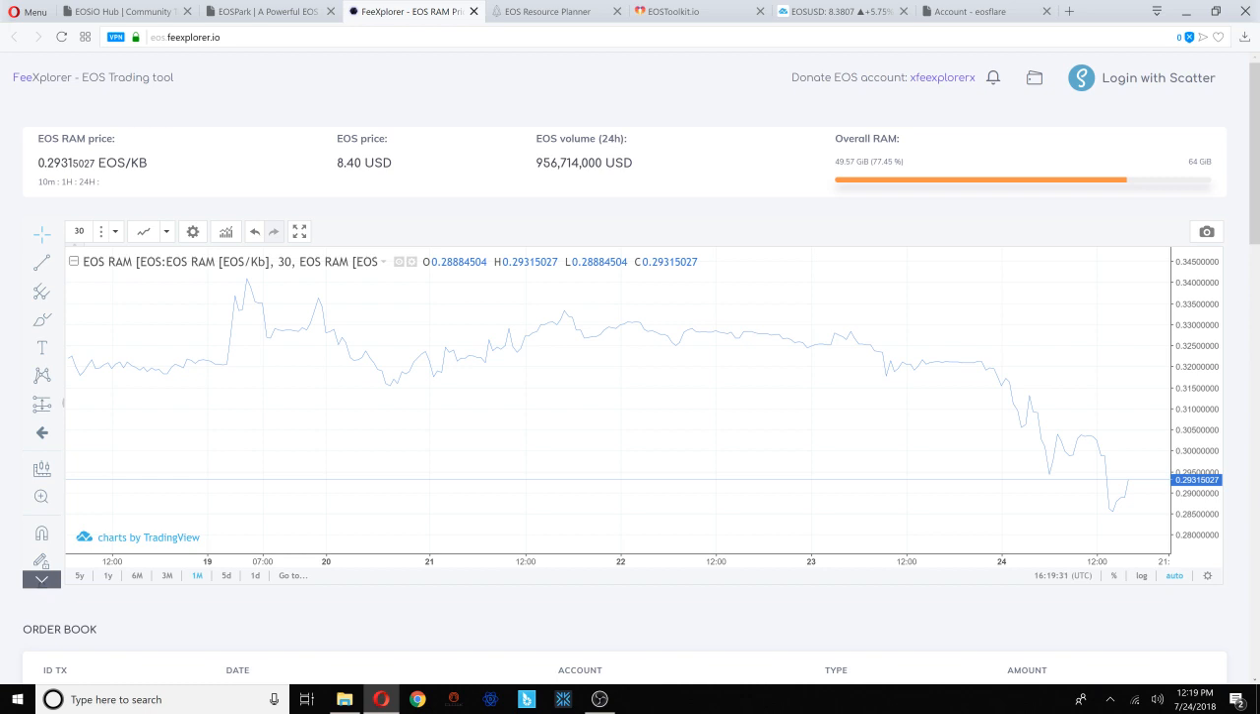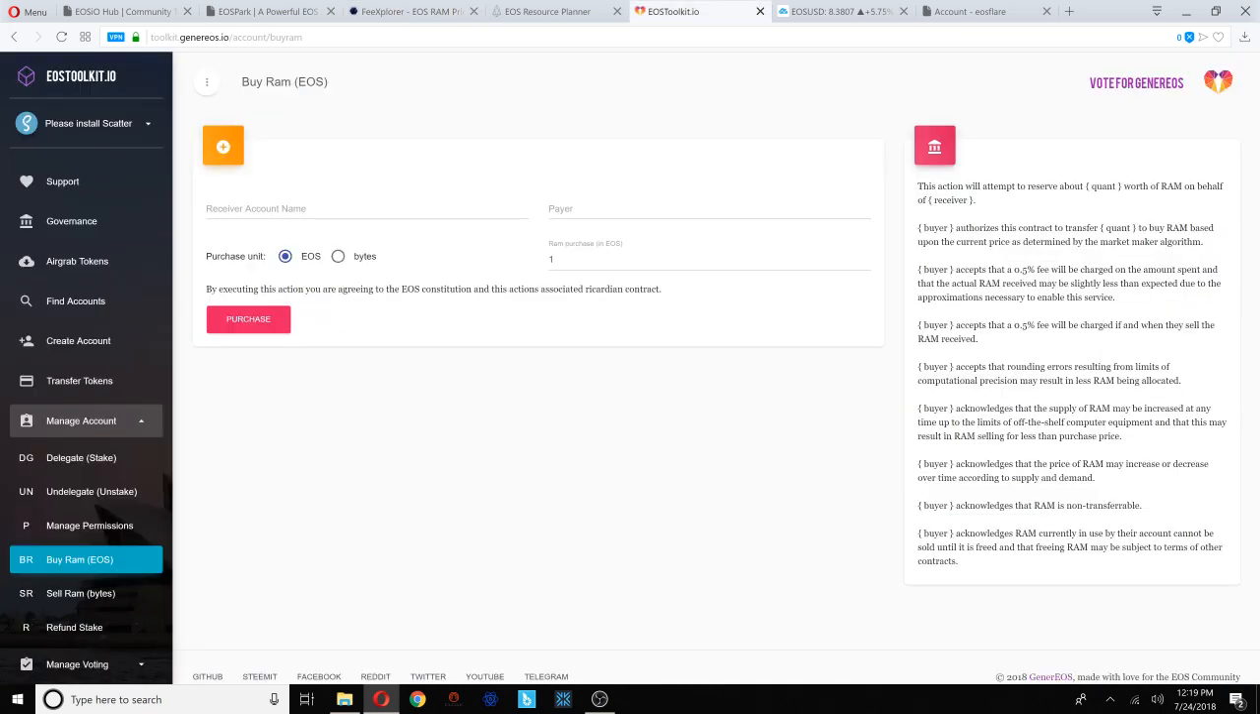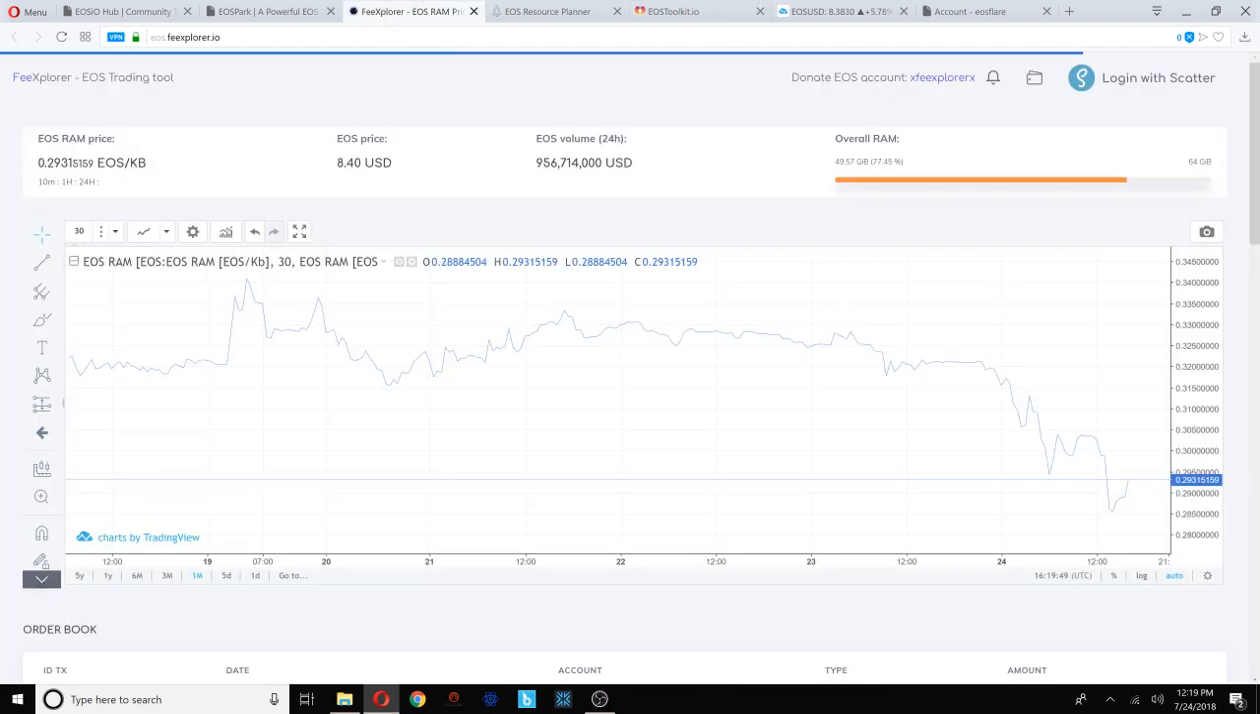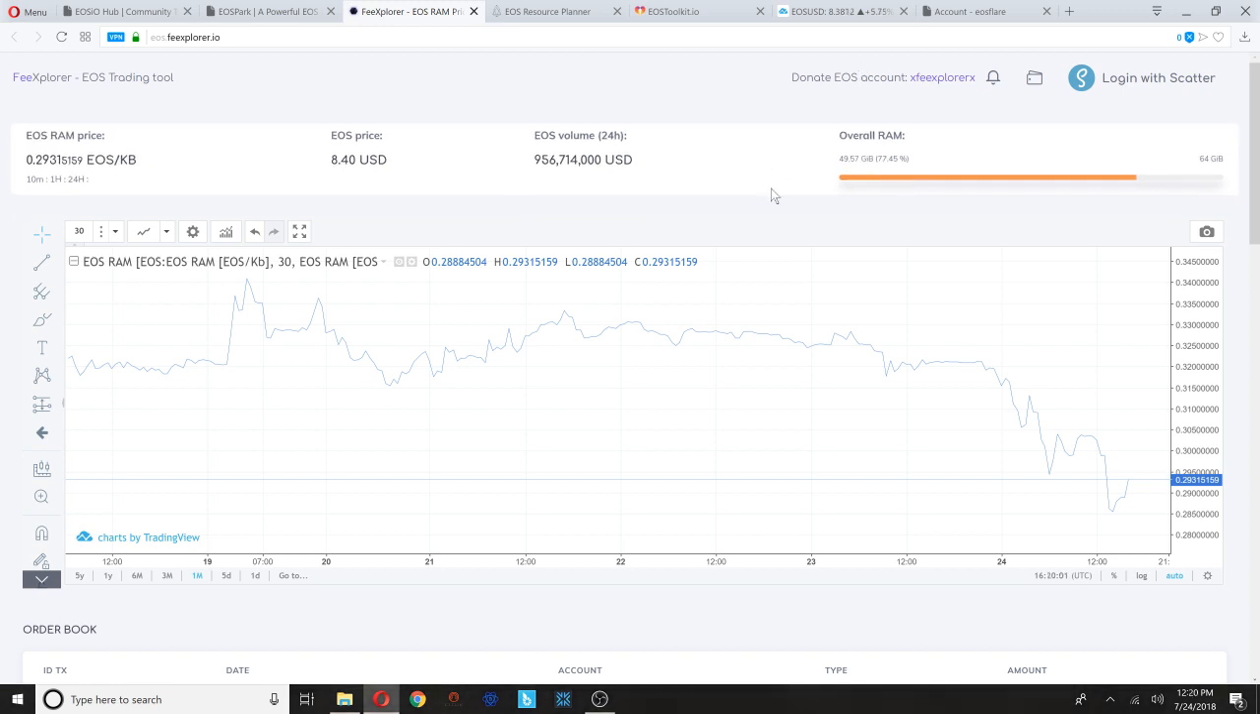And in order to buy the RAM, again, you can go to EOSToolkit.io. I'll have it linked down below, and click under Manage Account, and you can easily buy and sell RAM using the Scatter extension. The price is fixed, and it's whatever the price is in real time, so that changes. Somehow the price is calculated by the blockchain itself, if I'm not mistaken. So there is no actual auction or anything that goes on. There's a certain set amount of overall RAM per day, and you can see that amount up here, and that price fluctuates according to the demand.